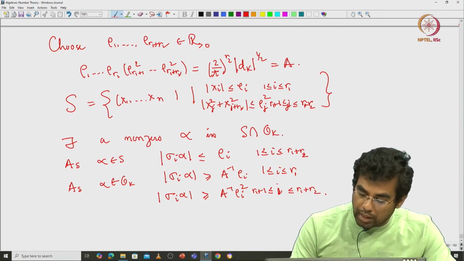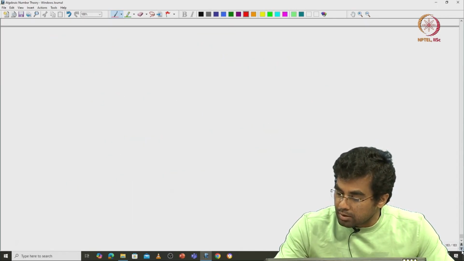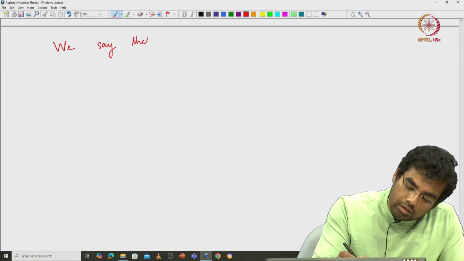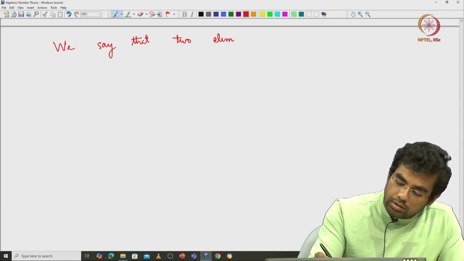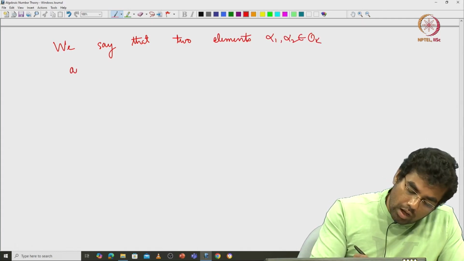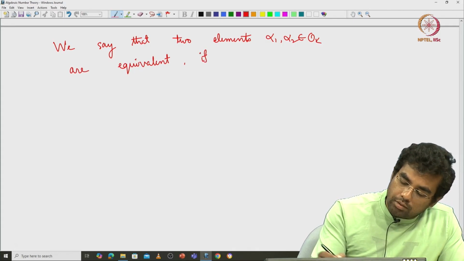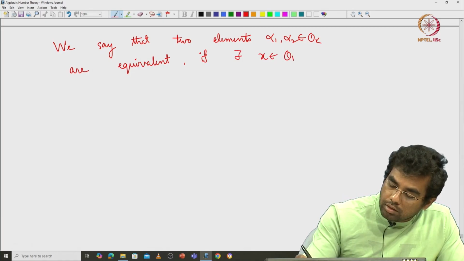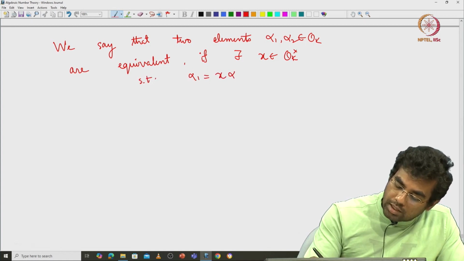This is where we stopped last time. So, now let me continue the proof from here today. We say that two elements alpha 1 and alpha 2 in O_K are equivalent if there exists a unit x such that alpha 1 is equal to x times alpha 2.